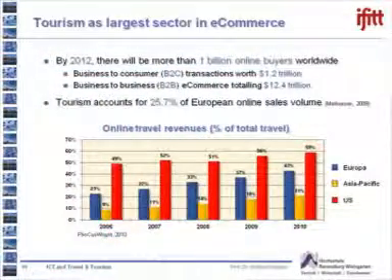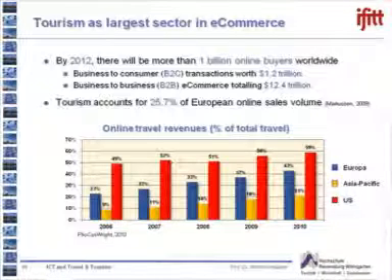Interesting is that tourism accounts for 25% of the online sales volume. And by this, tourism is the biggest segment in e-commerce. So it's the most important segment in e-commerce, tourism. There you see the importance of IT for tourism.